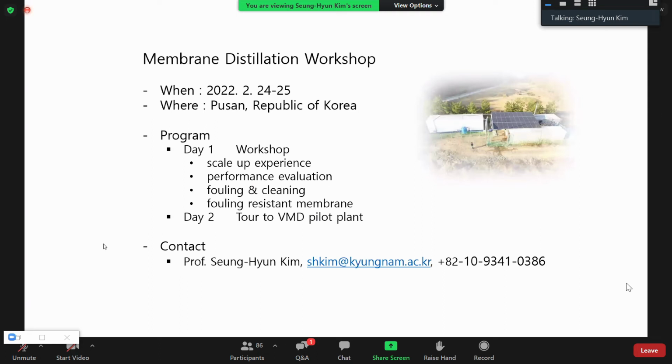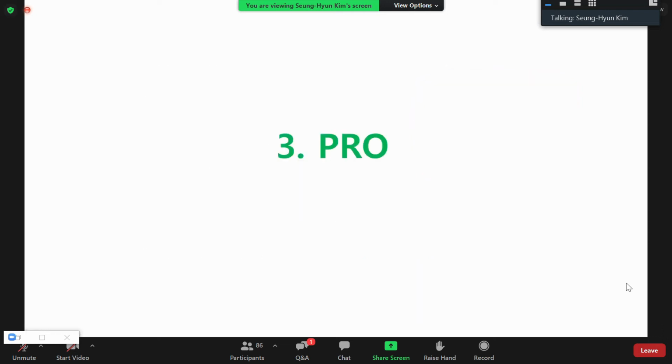And we're going to organize a membrane distillation workshop next February. It will be a 2-day workshop. We'll talk about the scaling up of this membrane distillation. We're going to open pilot plant number 2 through these workshops. If you're interested, send me an email.